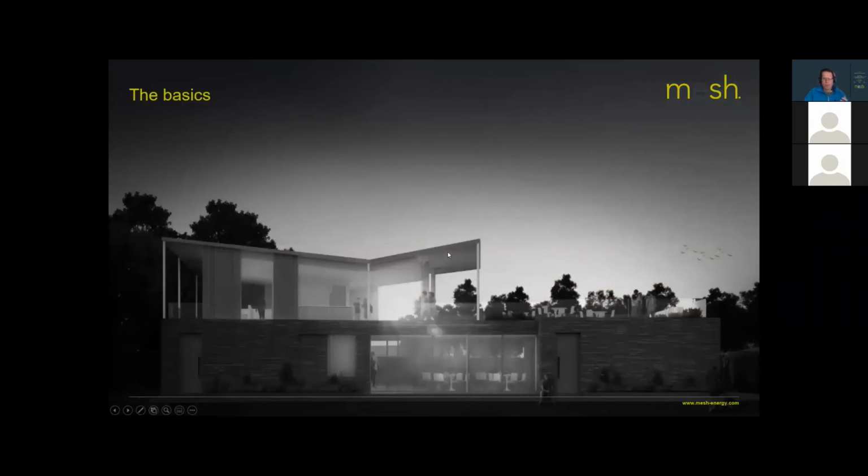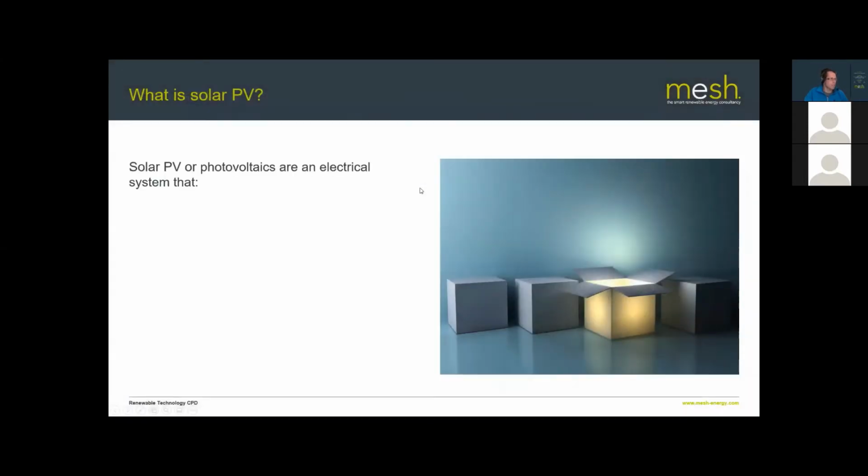So let's have a look at some of the basics. Now we know that this shouldn't be your first port of call. This should be quite a way down the line. Let's have a look at some of the basics about this particular technology we're talking about today, solar PV. So what does it do?